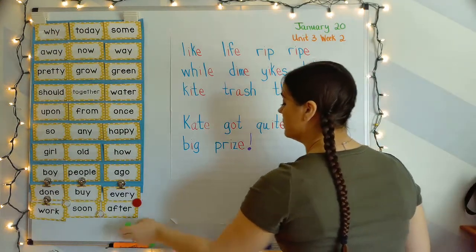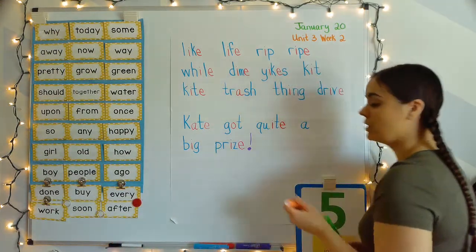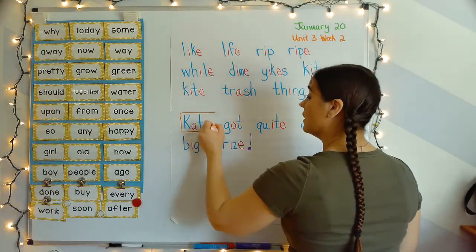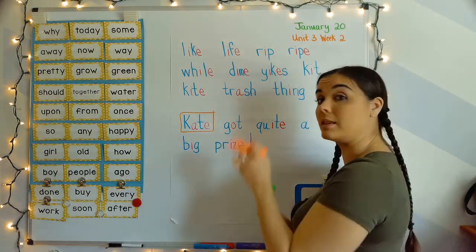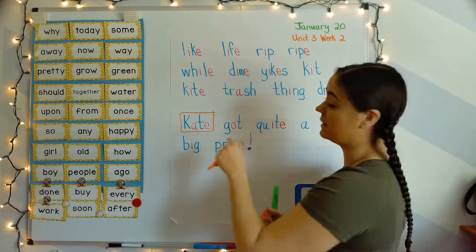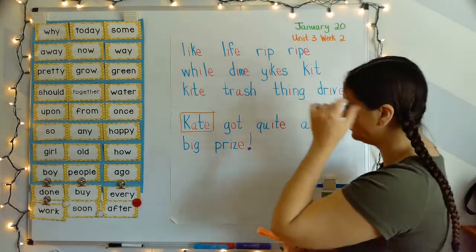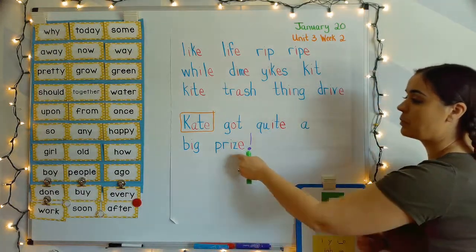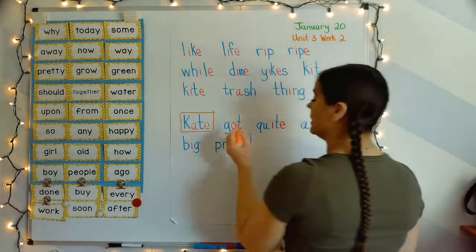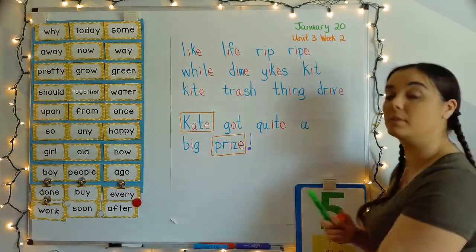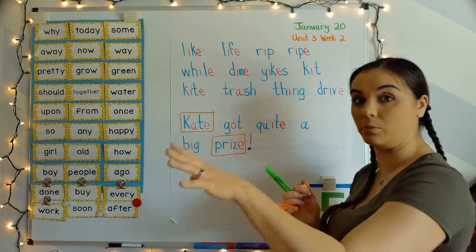Let's do some nouns and some verbs. So we already know that Kate is a noun because, of course, a noun is a person, a place, or a thing. You should all be experts at that. So Kate is a person. So Kate is a noun. And prize is also a noun because that is something that she got. It's something that she received. It's something that she would be able to touch.